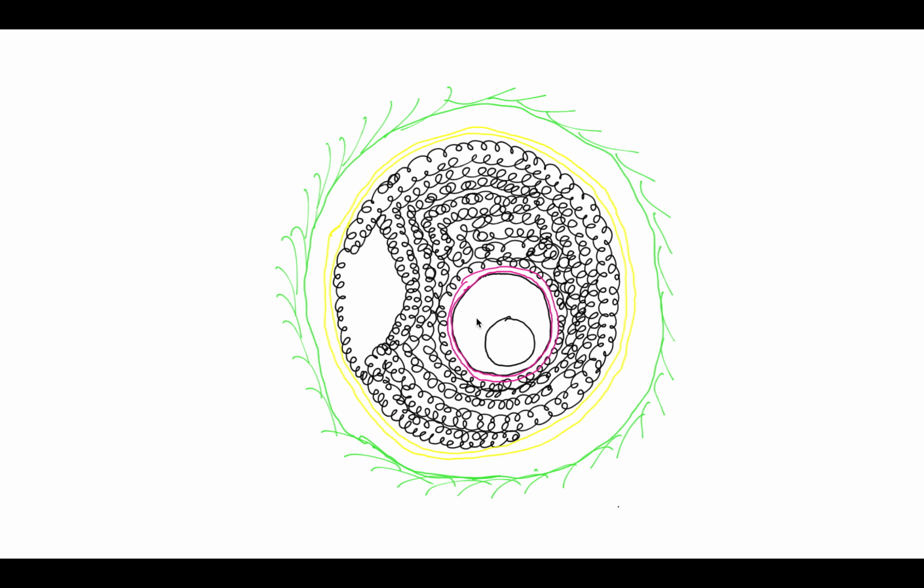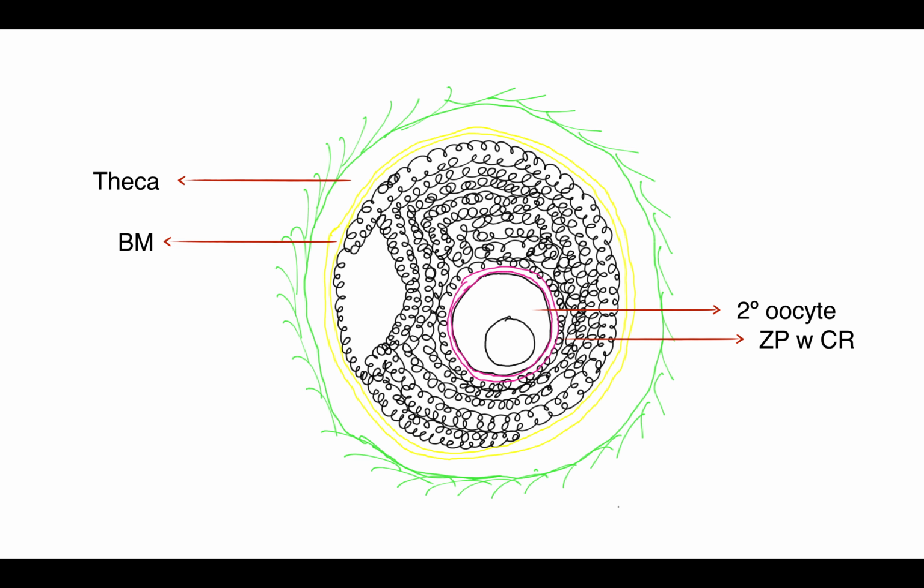This oocyte is now secondary, which means that it has entered meiosis II and arrested at metaphase. Okay, so we have a secondary oocyte, we have a zona pellucida with its corona radiata intact, we have the bilaminar theca, we have the basement membrane, and we have that growing antrum, which is the reason we ovulate.